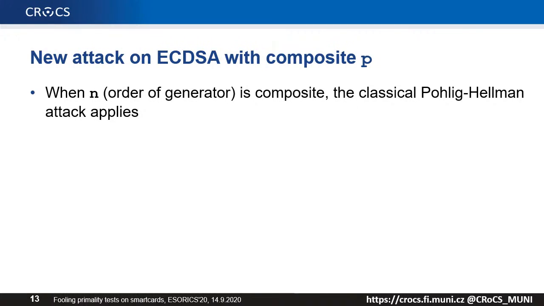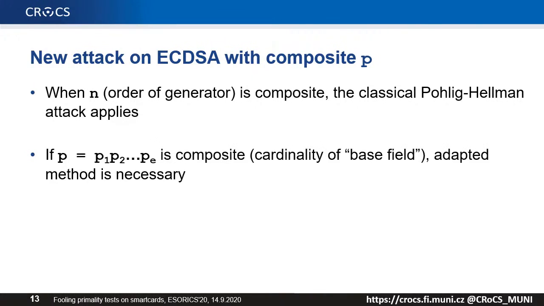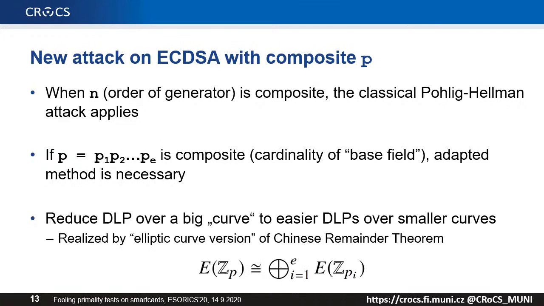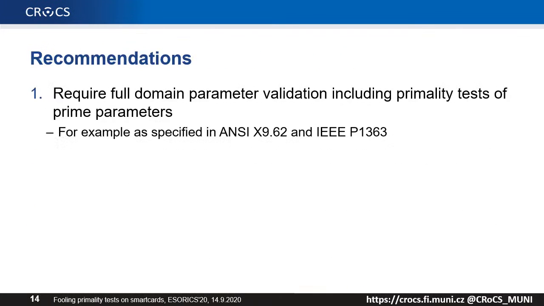For ECDSA with a composite key, we were not able to find any, so we designed one. Basically, we use the adapted method, which reduces the discrete logarithm problem over the big curve to easier, smaller, and faster to compute discrete logarithm problems over the smaller curves. And then we compose them and solve and extract the private key. And this is realized by the elliptic curve version of the Chinese Remainder Theorem. If you're interested, read the paper, please.